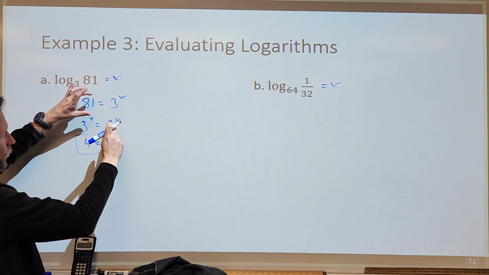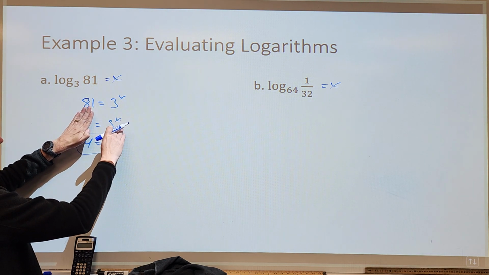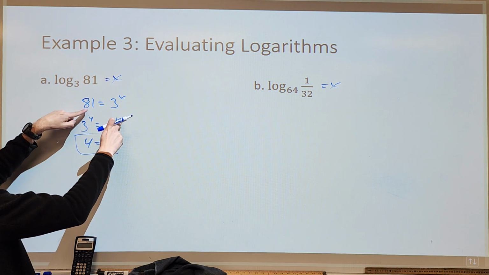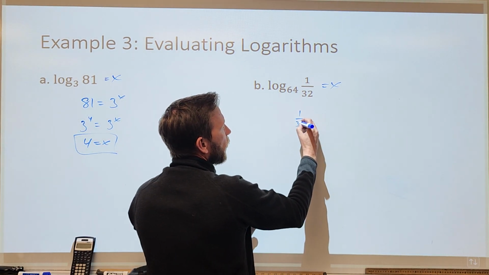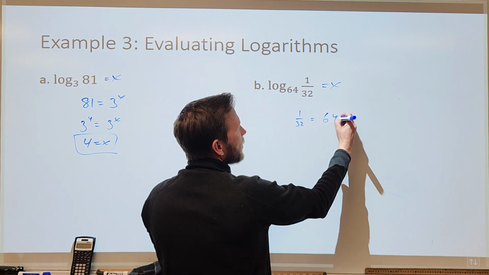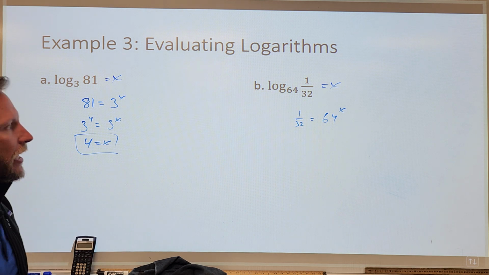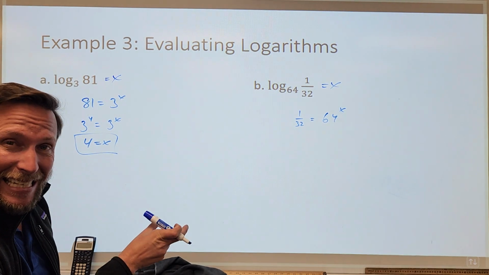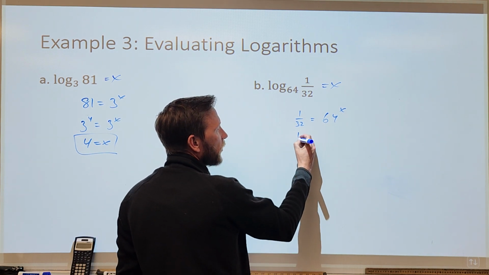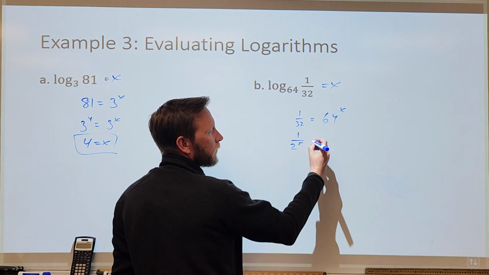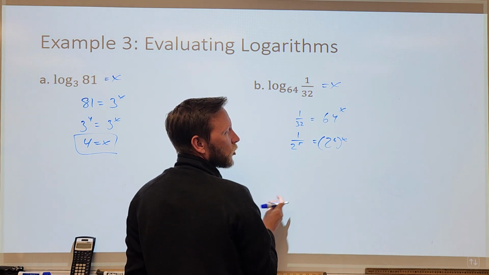Again, if you're having trouble exploring that, then you can have in your calculator y equals 3 to the x, and look for what value of x is going to make this output equal 81. That's a way that we can explore that. All right, 1/32 is equal to 64 to the power x. That's how we're going to understand that relationship. You might not see how these are related, but we do know that we need an exponential relationship. Well, this is the same as 1/2 to the 5th. This is the same as 2 to the 6th, now to the power x.